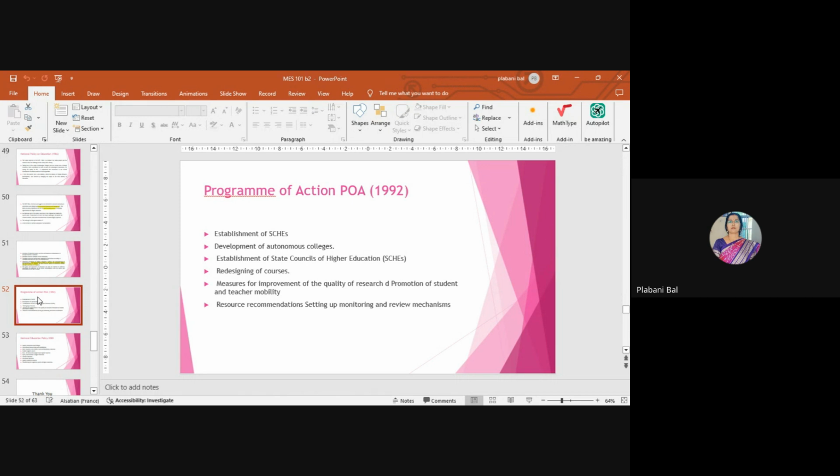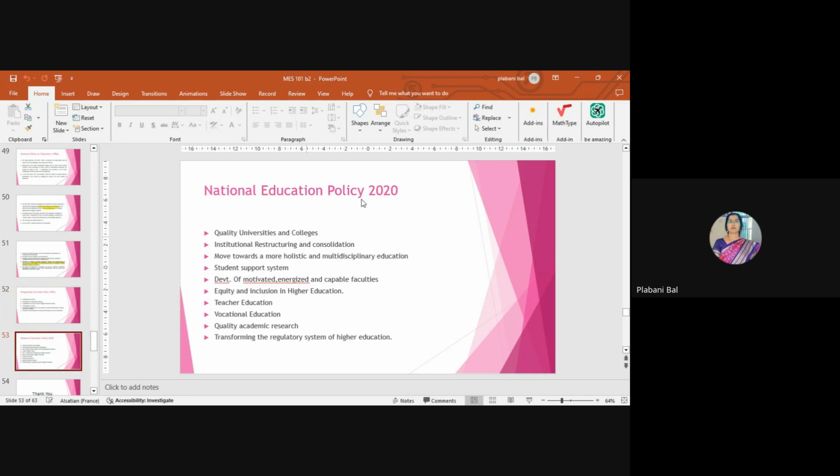So this is all about the policy perspective in higher education, Indian higher education. Then there are some highlight points of National Education Policy 2020 regarding higher education. This is the recent policy, so you should know this.